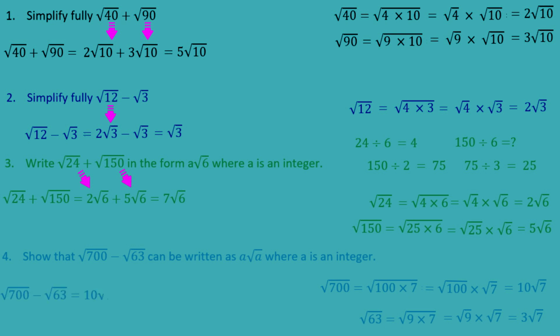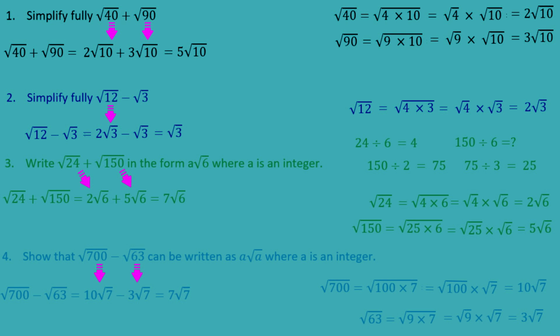Replace root 700 in the calculation with 10 root 7, and root 63 with 3 root 7. 10 root 7, minus 3 root 7, is 7 root 7. We have a final answer in the correct form, where a is 7.